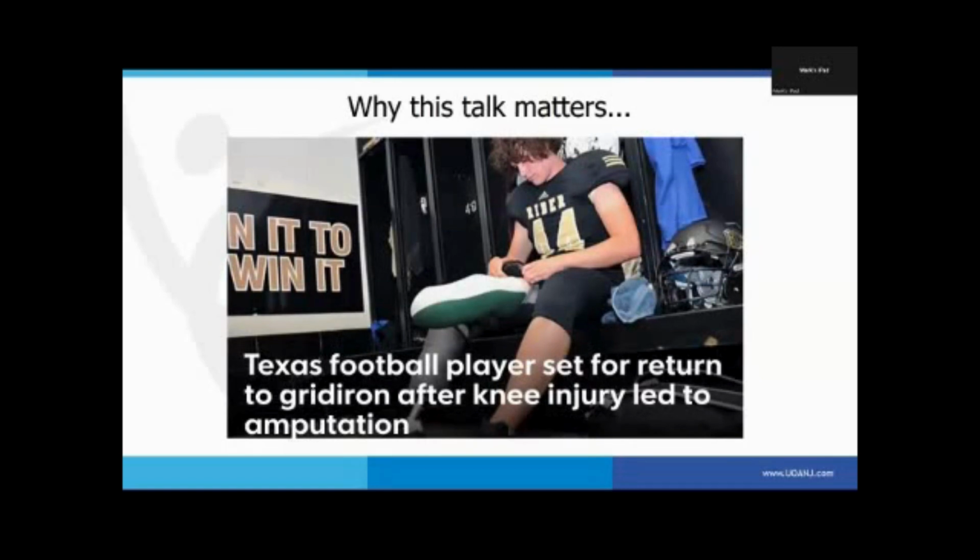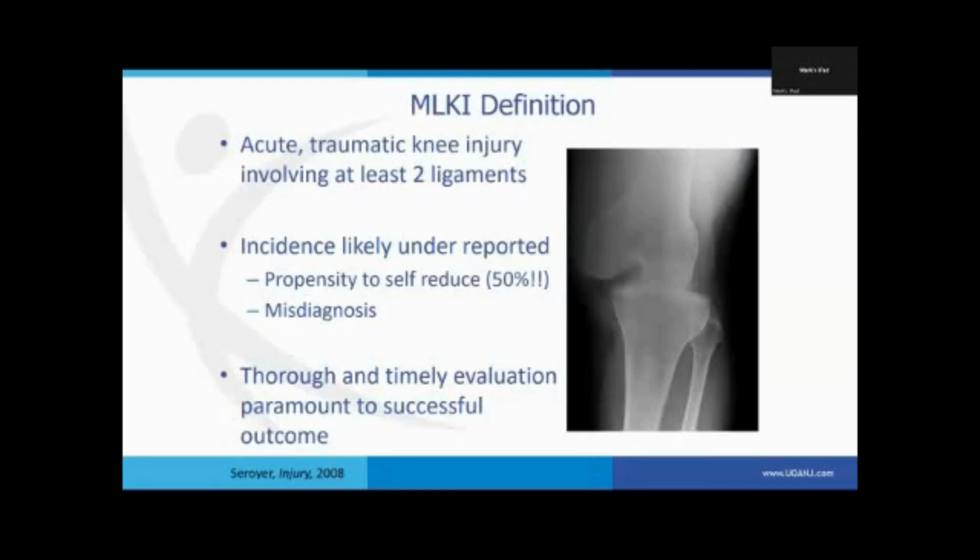And why this talk matters is this can be what happens next. This player suffered a knee injury, and the consequences of it were a below knee amputation. And he was brave enough to suit back up and get back on the field with his teammates. But this is what we're trying to avoid. This is what we want to focus on here today. How can we avoid that?